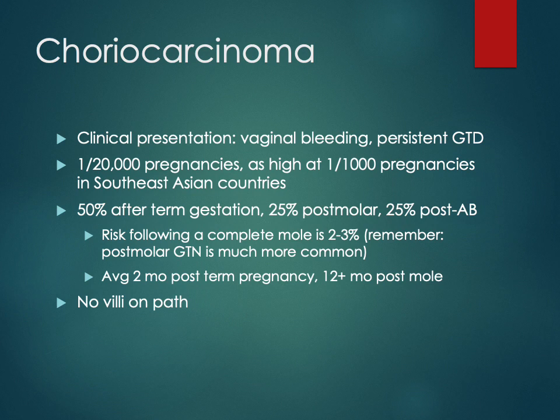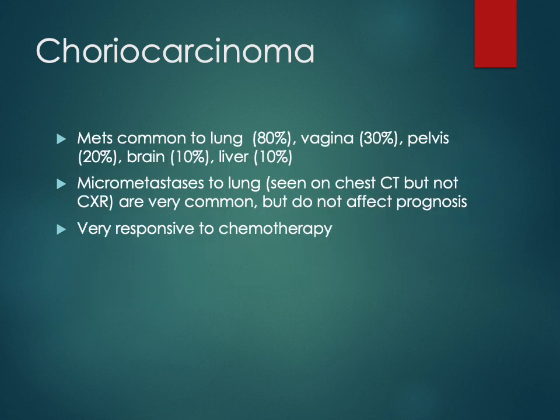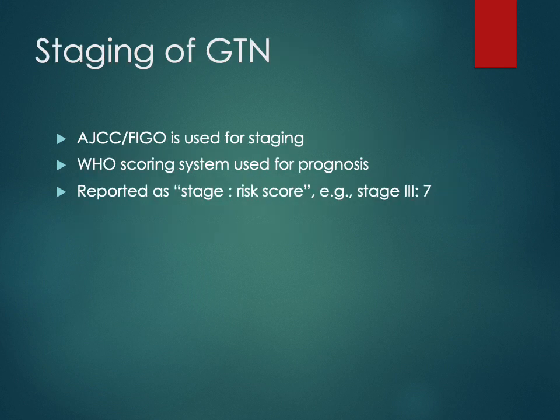So this can be a kind of a far out thing. And then the thing that differentiates again is that you don't see villi. You see syncytial and cytotrophoblasts, but no villi. Mets to the lung are extremely common. In 80% of choriocarcinoma, you have lung mets. And then to the vagina, the second most common, pelvis, brain, liver. Micromets to the lung can be seen on CT, but not on chest x-ray. They don't affect the prognosis at all, and these are very responsive to chemotherapy.